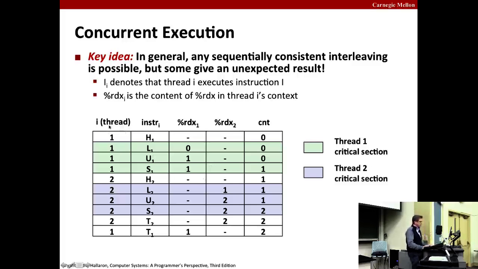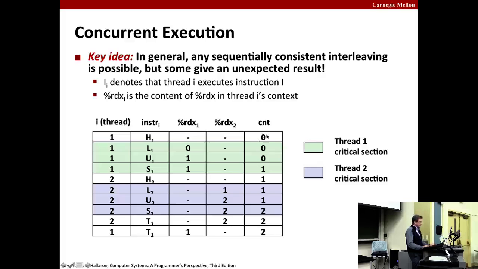In this column, we'll show which thread is executing, so either thread 1 or thread 2. And then we'll denote which instruction in that thread is executing, either H, L, U, S, or T. And then this column shows the value of RDX for thread number 1. And this column shows the value of RDX for thread number 2. Right? And since the kernel keeps separate copies of all the general purpose registers for each thread, these can be different. Okay, and then this last column shows the value of count in memory.